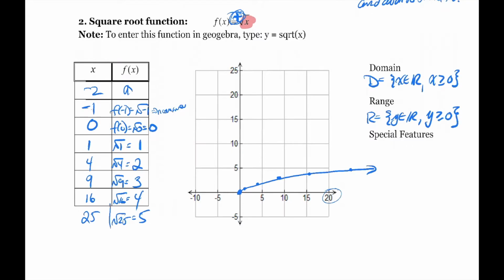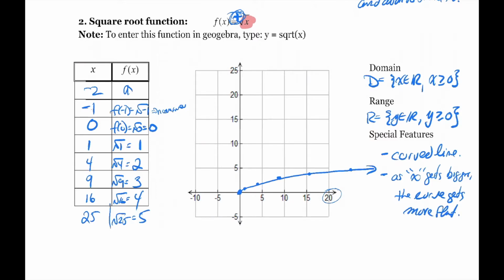So some of the special features here: this is a curved line as well. As x gets bigger, the curve gets more flat. But it will never be completely flat because when we take the square root of a number, we'll never get the same answer. So for every value of x, we're always going to get a different answer. But just as x gets bigger, the difference between the answers is going to be smaller and smaller and smaller.